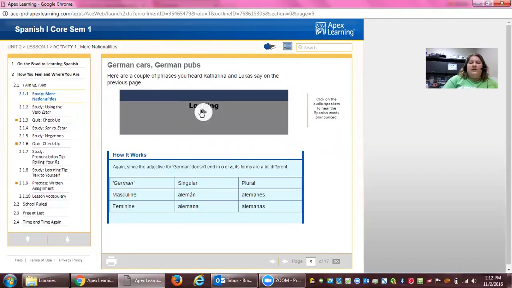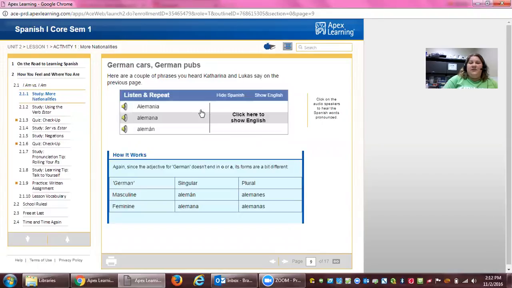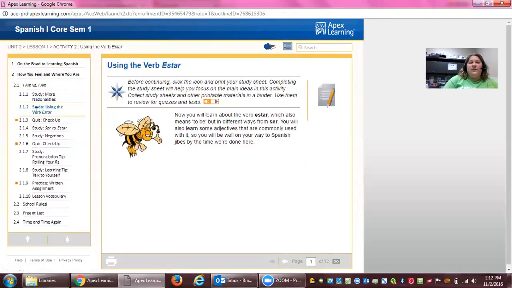Okay, and then there are some masculine and feminine words and how they change. So go through this whole lesson before you take the quiz. So this first one, dos, uno, is more about ser and nationalities. And then dos, uno, dos is about Estar. So let's take a look at that.